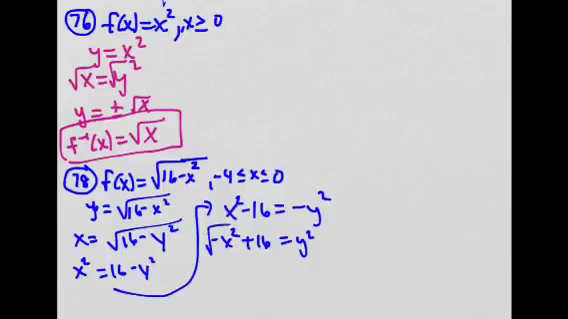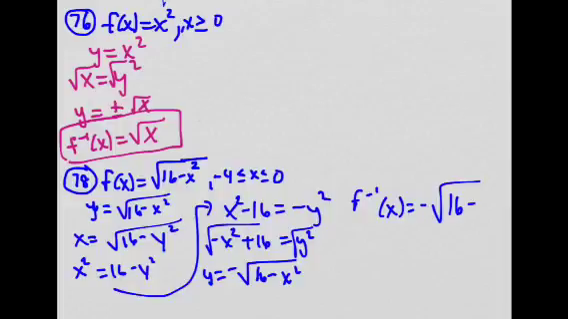Take the square root of both sides. I just rearranged the terms there. Now, it's a positive or negative root, but notice that we're looking at the negative x values. So that means that we're going to get the negative root here. So then f inverse of x equals negative square root of 16 minus x squared.